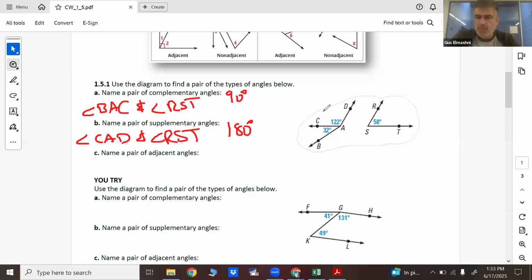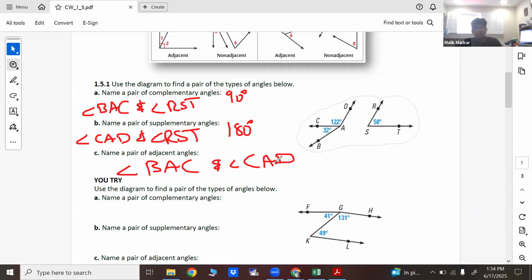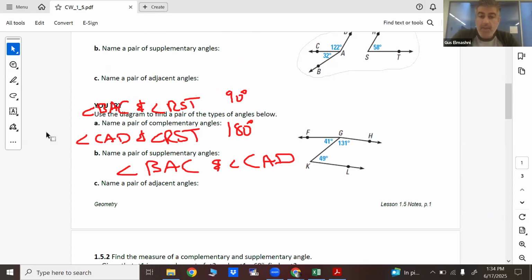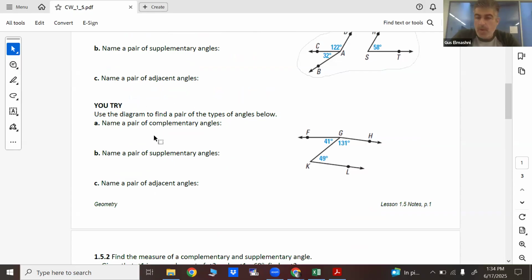And adjacent angles are just right next to each other. So angle BAC and angle CAD. Should I do the next one? Yeah, exactly. Go and try. Tell me what you think about this. So go and write them out.